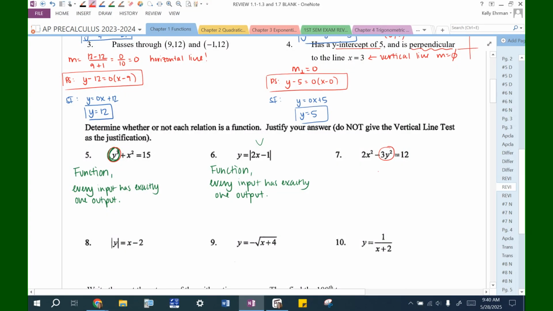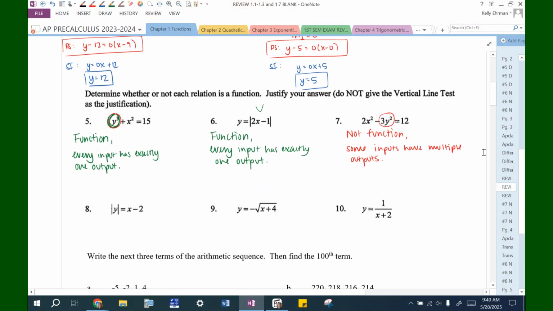Y is to an even power. That's not going to work because we would get a plus or minus if we solved for y. So this is not a function. You could say every input does not have exactly one output, or you could say some inputs. I always say some instead of every because there's usually one point that maybe is fine. So some inputs have multiple outputs. You don't have to give an example, but you could plug in almost any number for x and show that you generate a plus or minus y.